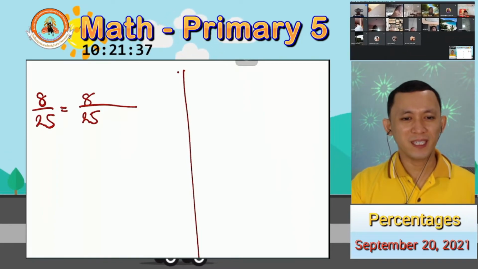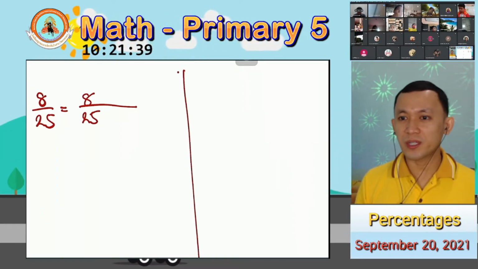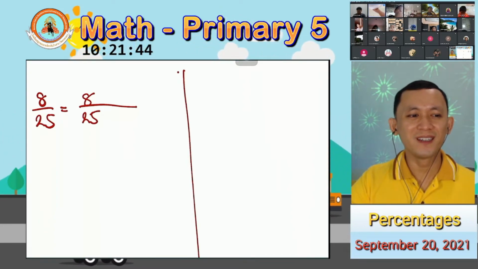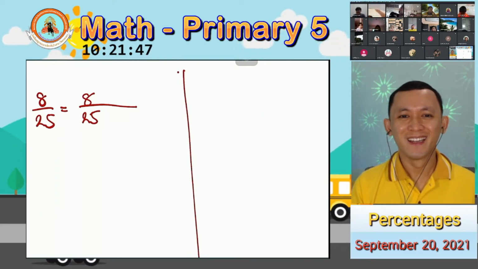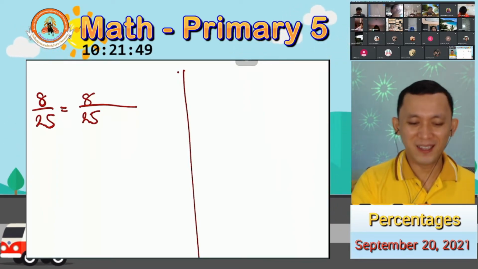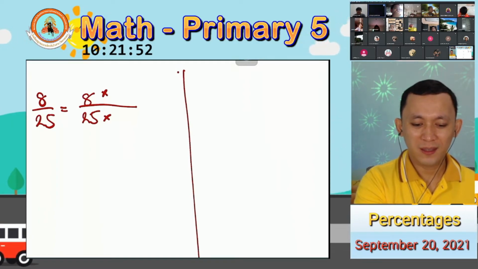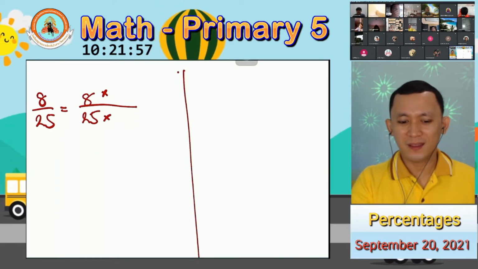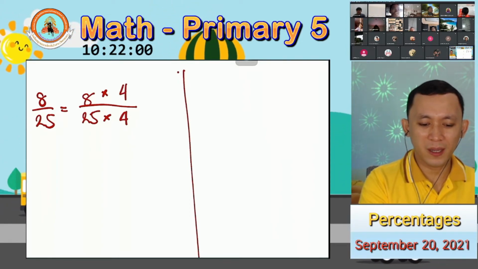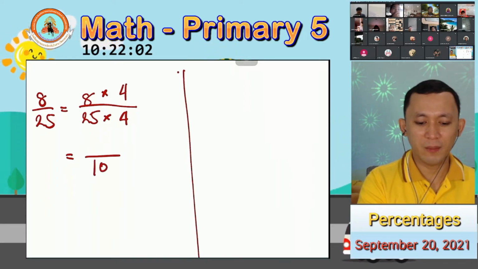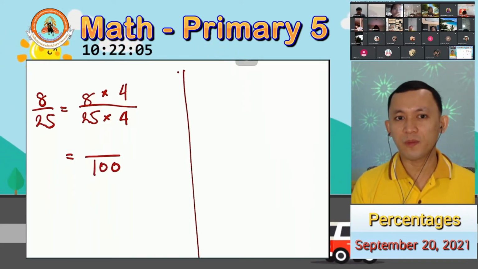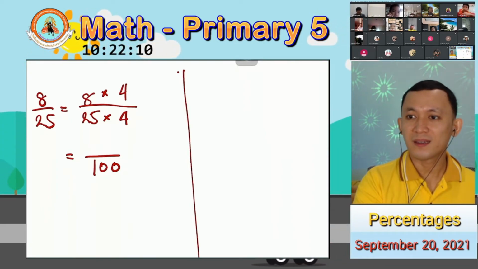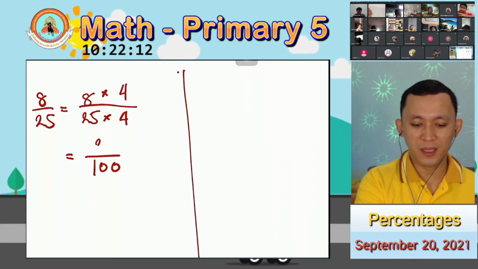So very, very easy. Here, multiplication or division? Multiplication or division? Of course, we need to multiply this one. 25 multiplied by what number to make it 100? 4. Okay, we need to multiply it by 4. So our denominator is 100. 8 times 4, what's the answer? 32.